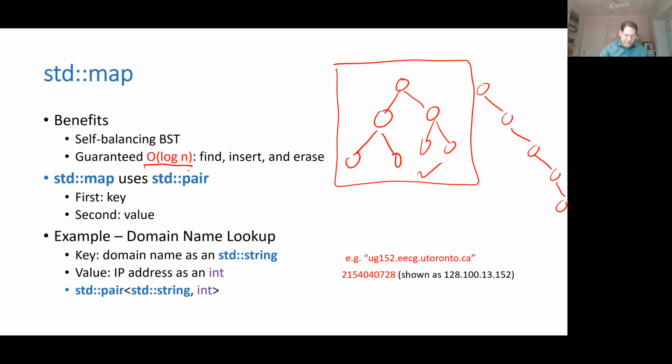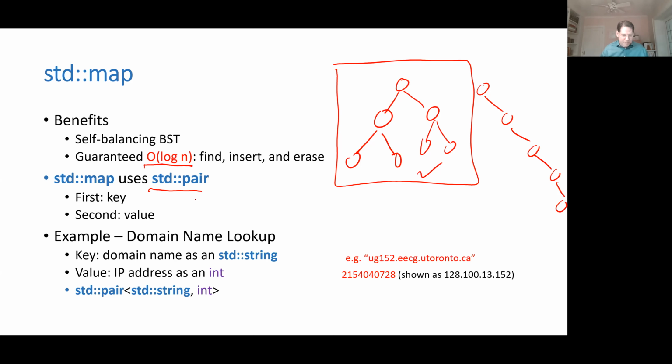It uses standard pair. So it actually uses the templated class that we wrote last class. Well, it uses the standard library version of that. The first element in the pair is the key, so what you're going to search for when you're trying to find things. And the second value in the pair is the value, like the payload, the data that's coming along for the ride.